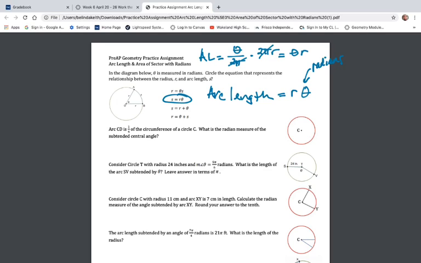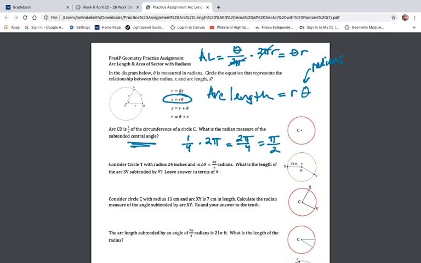Okay, so on the next one, they're saying the arc of CD is 1/4 of the circumference of the circle. They want to know what is the radian measure of the central angle. Well, it's going to be 1/4 of the full circle. And 1/4 times 2 pi is going to be 2 pi over 4, which is just pi over 2.